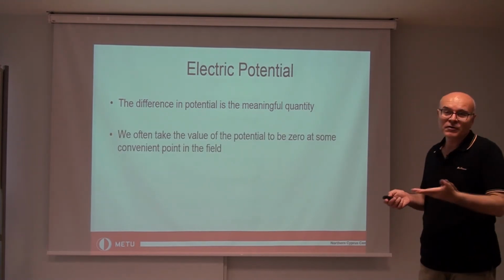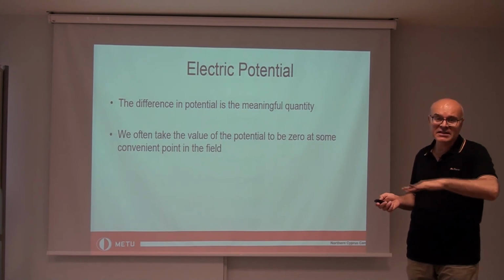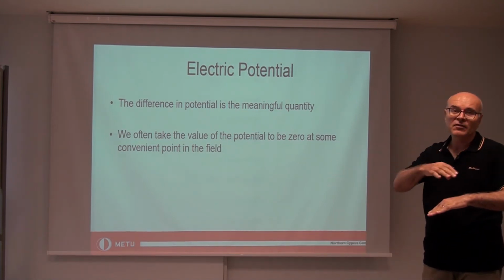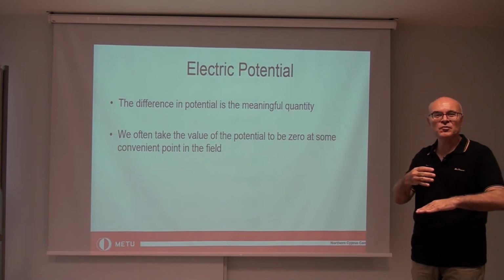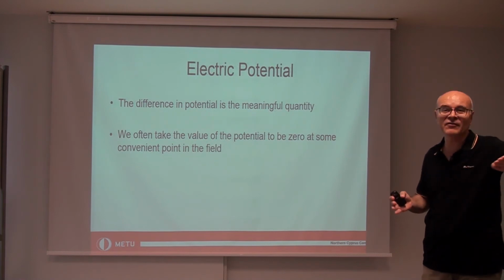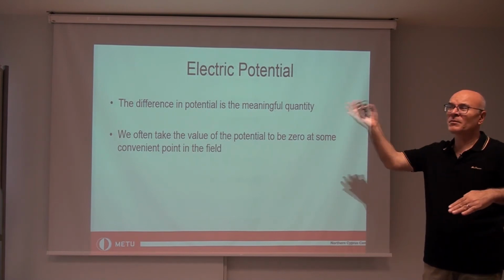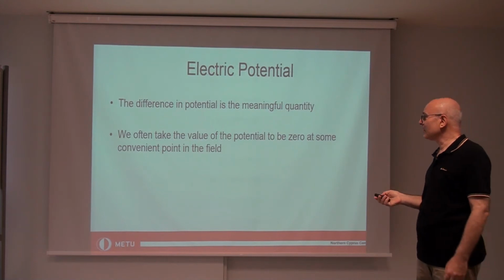And therefore, usually we take some arbitrary point and say, okay, the potential is 0 at this point, and we measure the potential of everything else with respect to that point. Just as we used to do in the case of gravity, we said, okay, we take the potential energy to be 0 at this level, which was completely arbitrary, and we measure the potential energy difference with respect to this level.